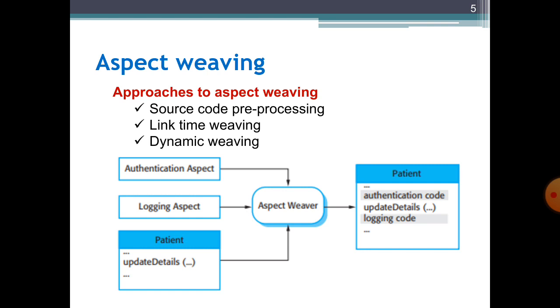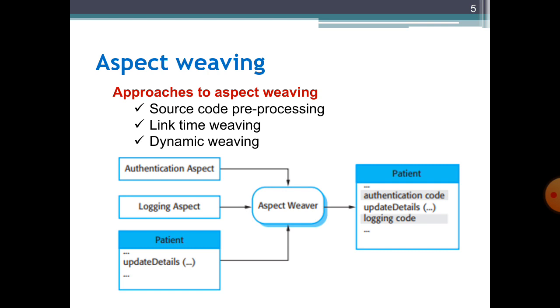So how can we implement these authentication and logging as aspects in the patient management information system? We can implement these authentication and logging by using three different approaches of aspect weaving. So what are the three approaches of aspect weaving?